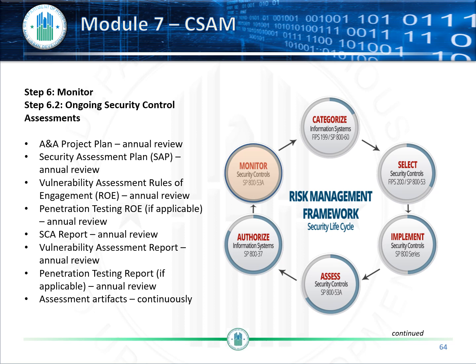Step 6.2 is ongoing security control assessments. The list for 6.2 shown in this slide identifies key activities and documents that are required to be uploaded to CSAM. These include an ANA project plan, a security assessment plan or SAP, a vulnerability assessment rules of engagement or ROE, a penetration testing ROE if applicable, an SCA report, a vulnerability assessment report, a penetration testing report if applicable, and any assessment artifacts developed during this time.